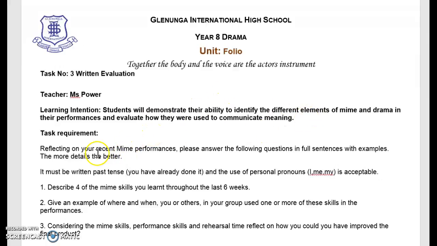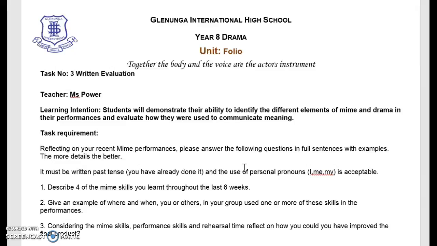There are 5 questions where you're going to be reflecting on those 2 performances, and you need to answer them in full sentences with some examples. The more details, the better. It must be written in past tense because you've already done your performances. So you need to be using words like was, I did, we were, and of course, because you're talking about your own performance, you can use personal pronouns. So I, me, and my are totally acceptable.